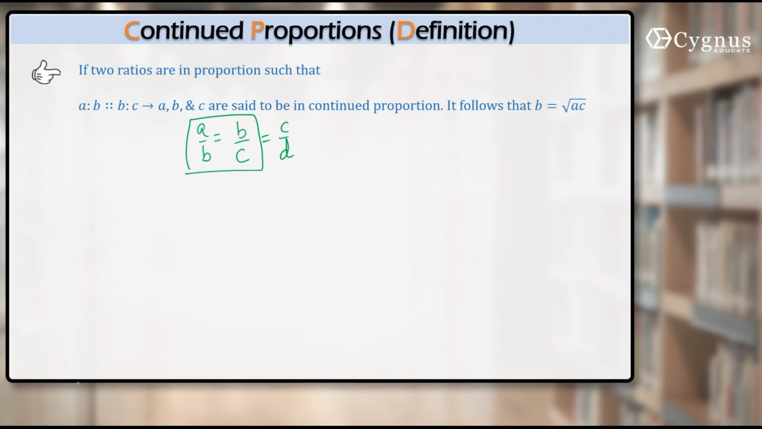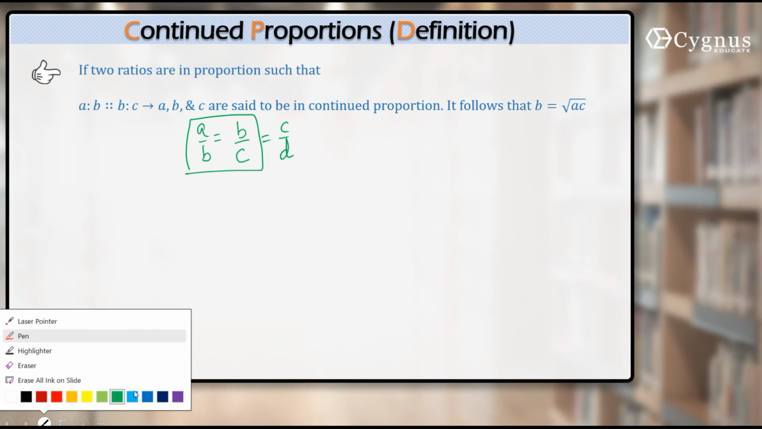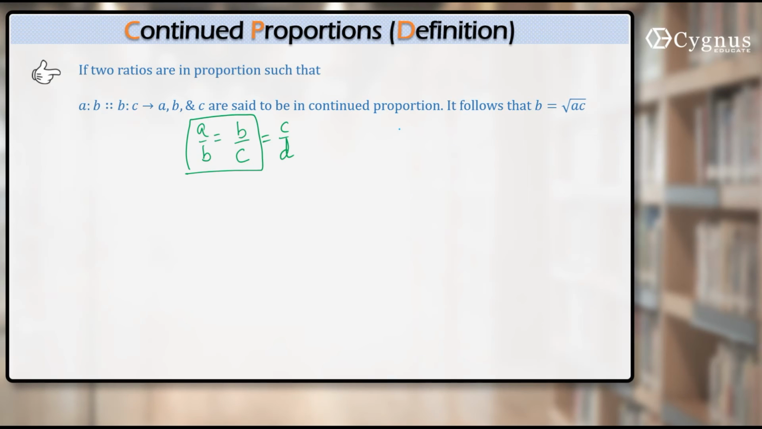If A by B is equal to B by C, in that case, what will happen? When you cross multiply them, you get A into C is equal to B square. That means B becomes how much? Root of AC. We also call it geometric mean of A and C. Fine. So B is said to be the mean proportion of A and C.